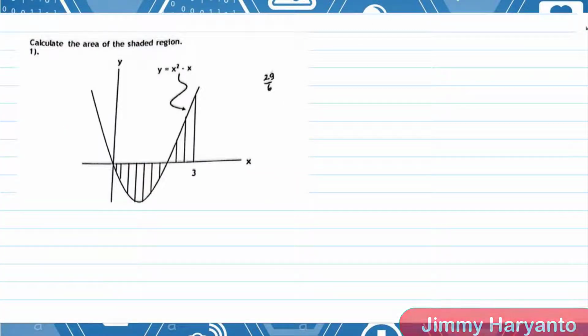Okay guys, this is the solution for your homework. Number 1, find the area of the shaded region.